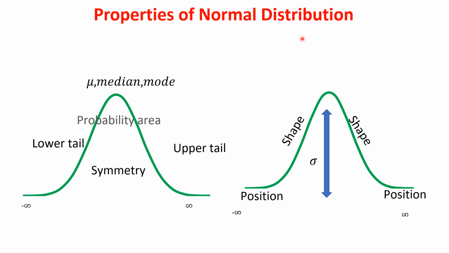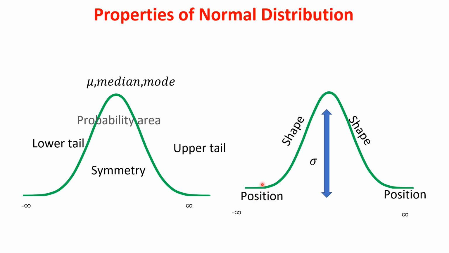Let us talk about the properties of the normal distribution. The mean or the median will be at the middle. The inside area is called the probability area. It is symmetrical; the lower tail is the left one and the upper tail is the right one. The shape is controlled by sigma, the standard deviation. If the standard deviation is more, the shape will be flat, and if the standard deviation is less, the shape will move vertically up. The left and right tails are infinite. They never touch the x-axis. Why? Because it is a continuous distribution.